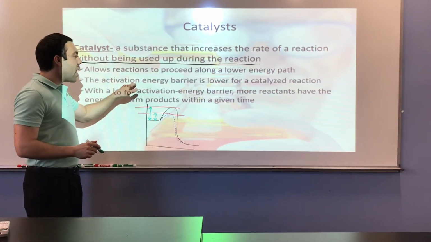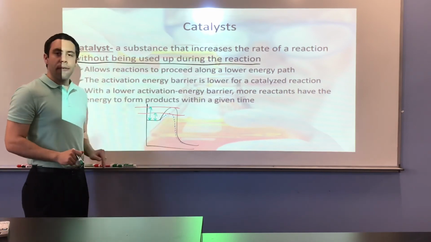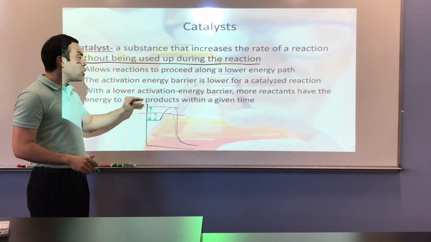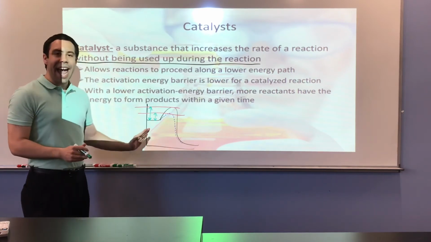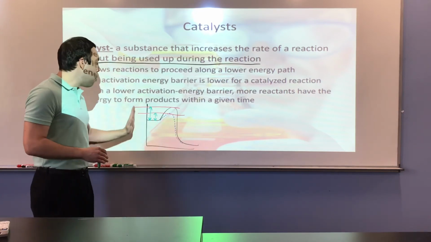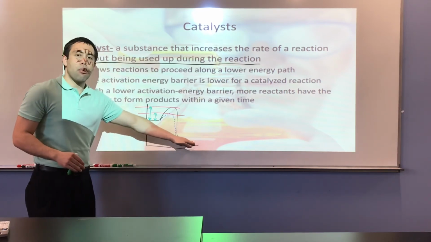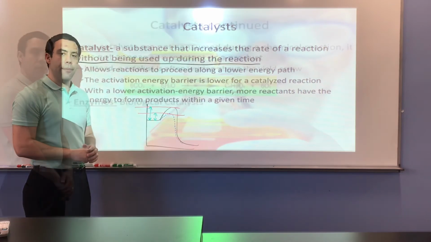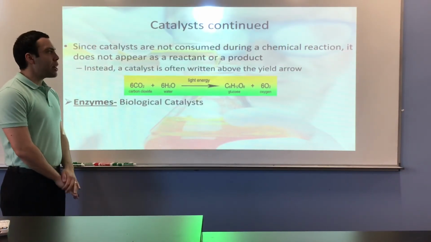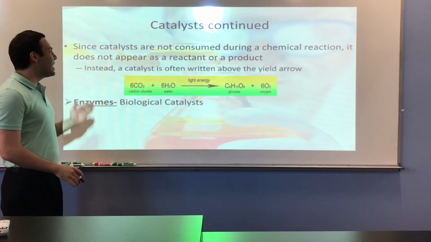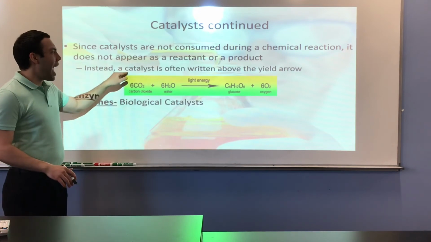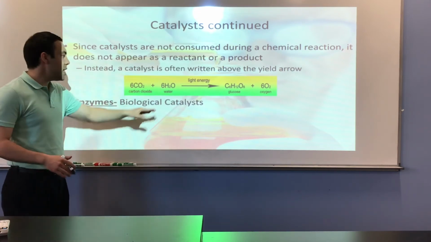So the activation energy barrier is lower for a catalyzed reaction, which means with a lower activation energy barrier, more reactants have the energy to form products. More reactants can become products in a given time frame. So, as we said before, since catalysts are not consumed during a chemical reaction, it does not appear as a reactant or a product. Instead, a catalyst is often written above the yield arrow.